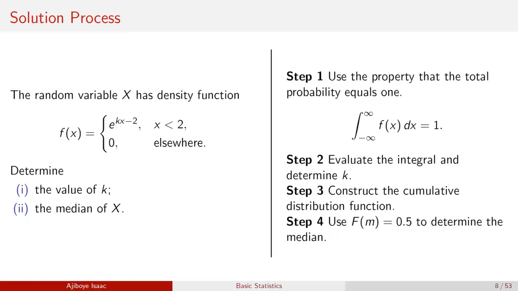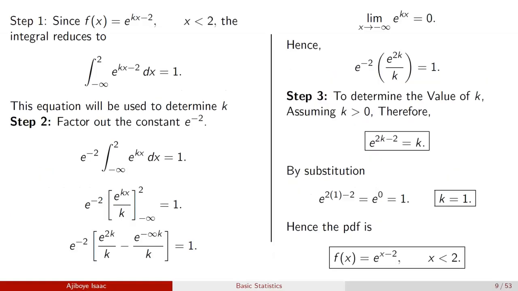We can consider the property of a PDF, which says that the PDF must integrate to 1 for it to be a valid PDF. Once we apply this property, we can evaluate the value of the constant in the given PDF, which will help us to construct the CDF. And from there, the CDF must be equal to 0.5 at the point M, which is the median.